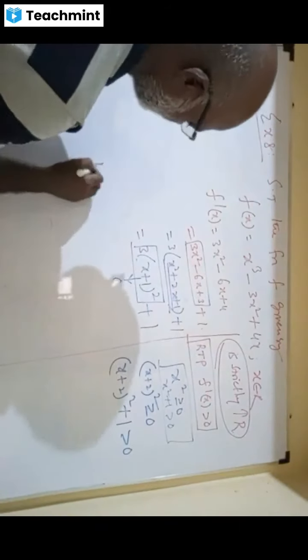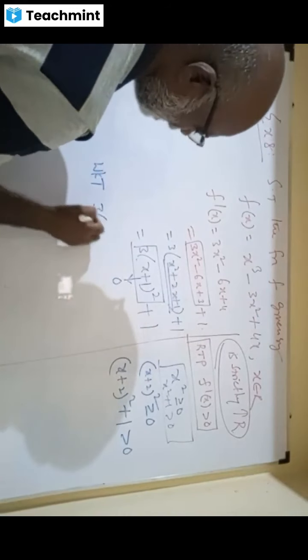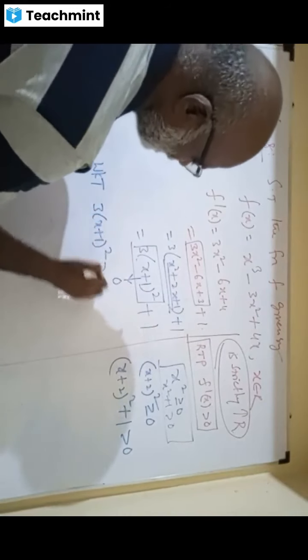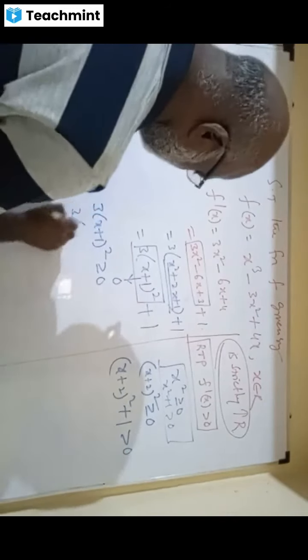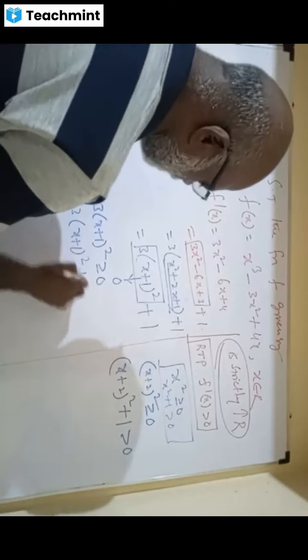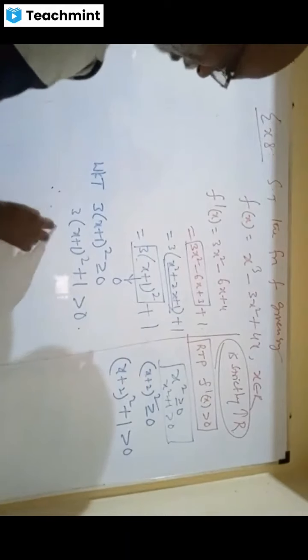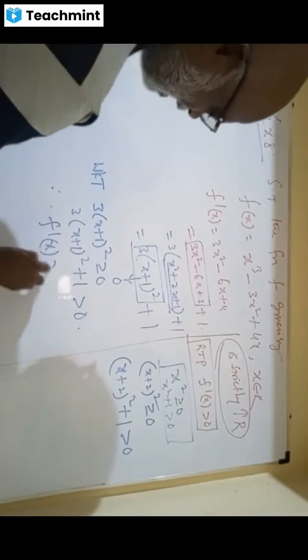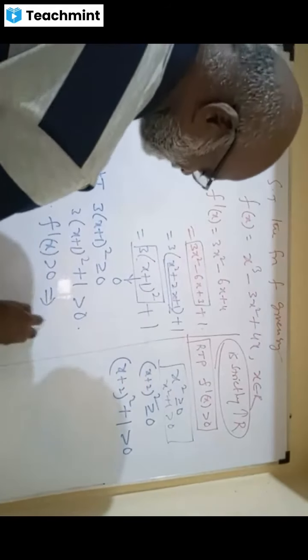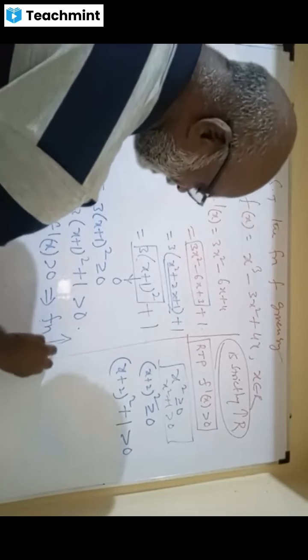Say like this. We know that 3 into x plus 1 whole square is greater than or equal to 0. 3 into x plus 1 whole square plus 1 is greater than 0. Therefore, f dash x is more than 0, which implies the function is strictly increasing.